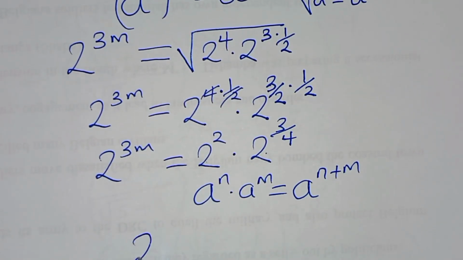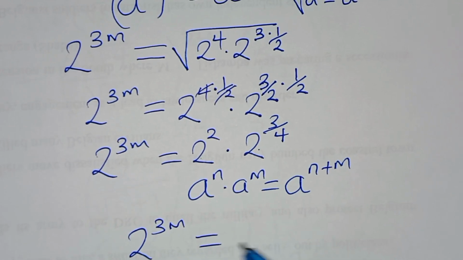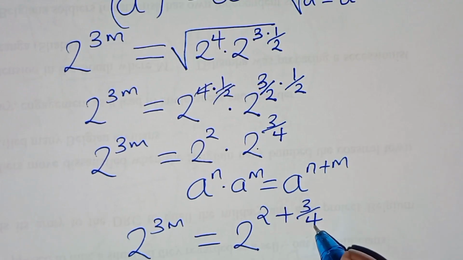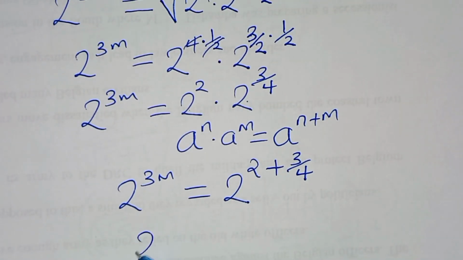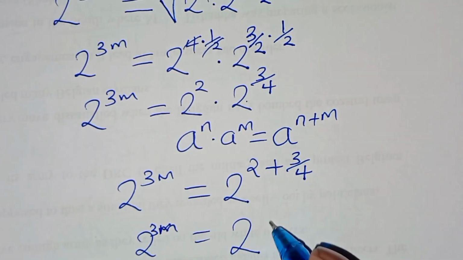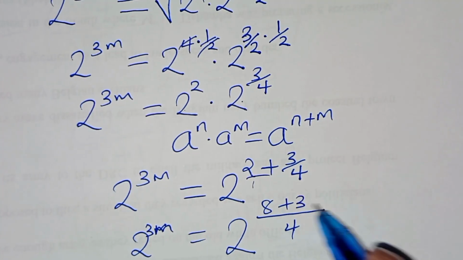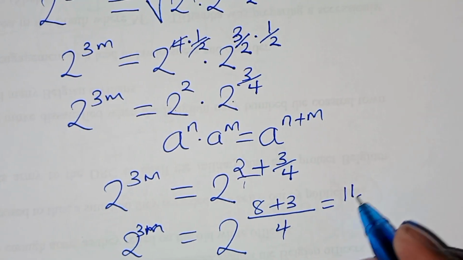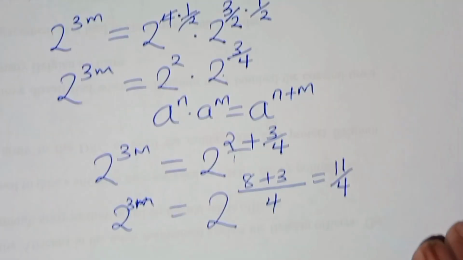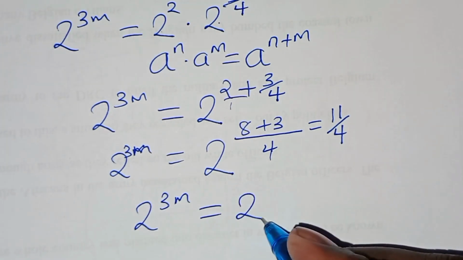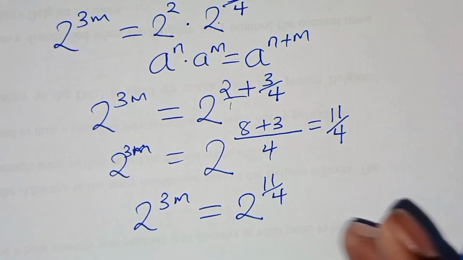So here we have 2 to the power 3m. This is equal to 2 to the power 2 plus 3 over 4. Now this is equal to 2 to the power, now the LCM here is equal to 4. So 4 divided by 1 times 2, this is 8 plus 3. And this is equal to 11 over 4. So we have 2 to the power 3m. This is equal to 2 to the power 11 over 4.